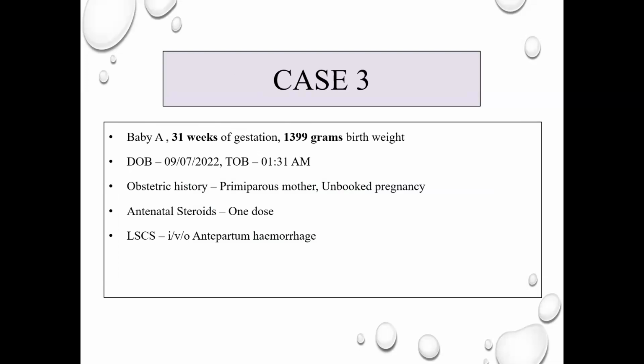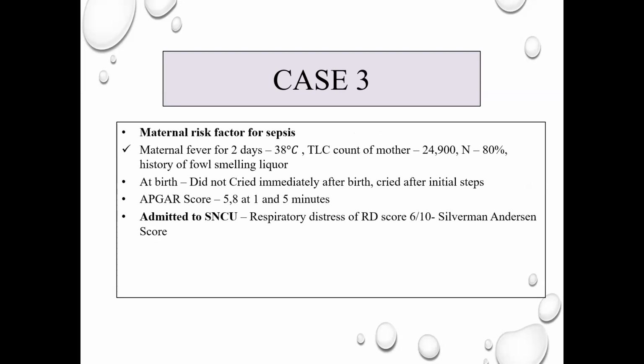So quickly moving to the third case. Again, a preterm baby, less than 1500 grams, VLBW baby, primary mother, unbooked pregnancy, incomplete steroid cover, and cesarean section had to be done because of antepartum hemorrhage. Looking at the risk factors, the mother did have fever, which was more than 38 degrees Celsius. Counts were raised with the polymorphs increased, and there is a definite foul smelling liquor. You see the baby is also sick. The baby did not cry after birth.